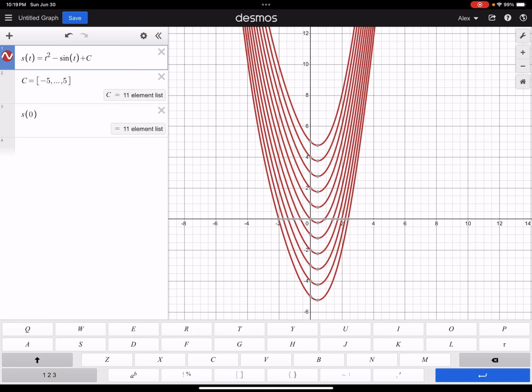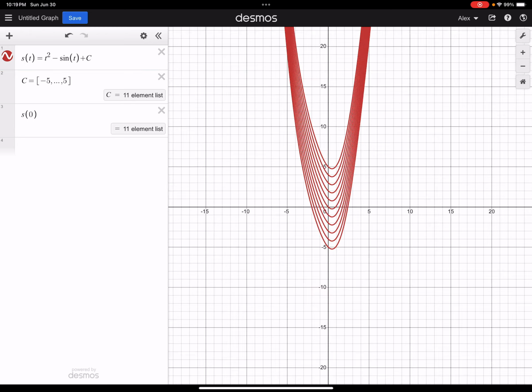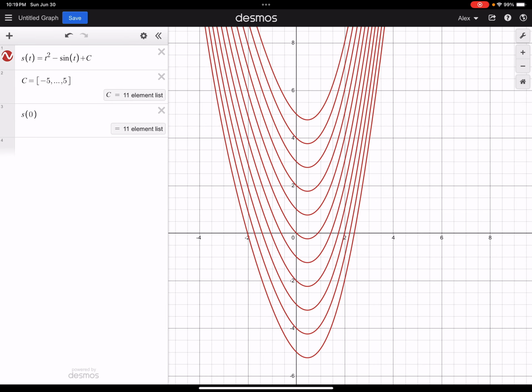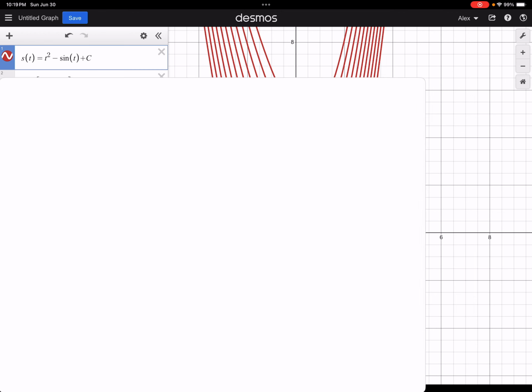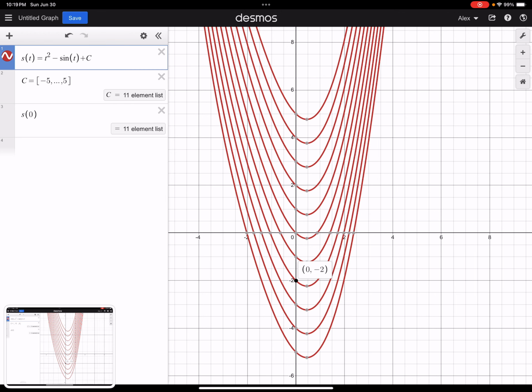But if we add c to it, now I let c be a range of values from -5 to 5, it could be any one of these curves. Note that each of these curves has the exact same shape. It's just they're shifted up or down depending on what c equals, right? And then if we say, oh, s of 0 equals -2, well, then we know that is our function in question, right?